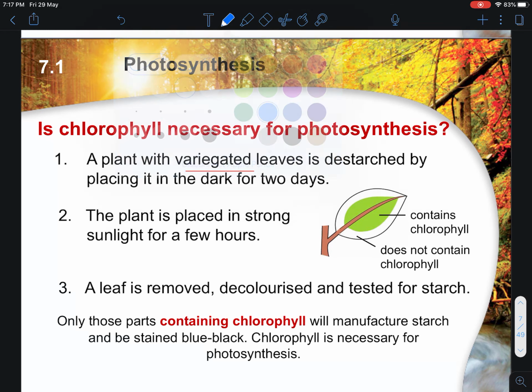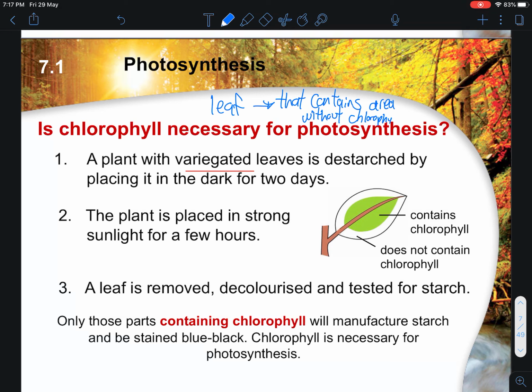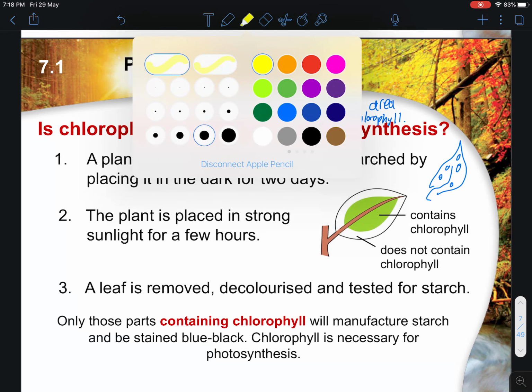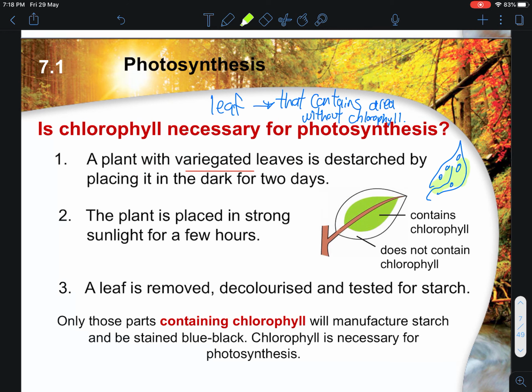A variegated leaf is basically a type of leaf that contains spots or areas without chlorophyll. So how is it shown? It's generally one piece of leaf where you will see many different white spots or lighter shades of spots, and the rest is green in color. Okay, so generally that's the one.